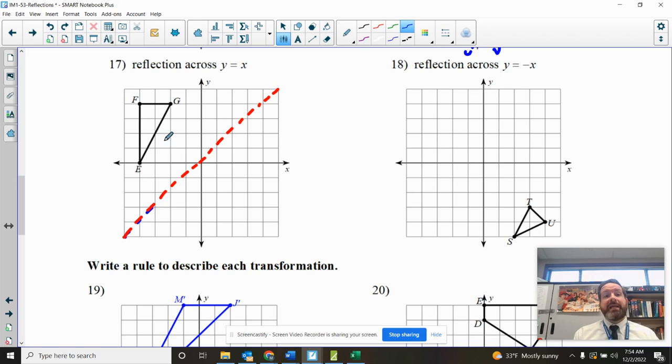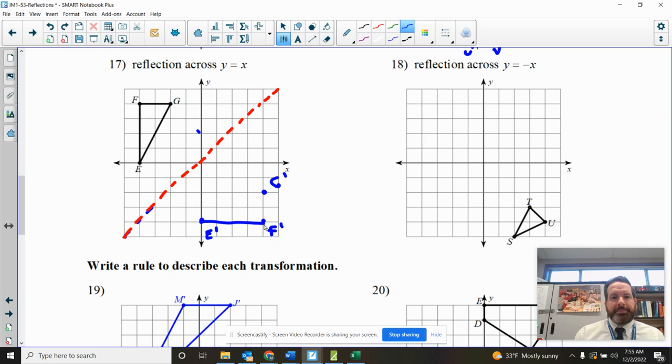And if it's a diagonal line, we need to do diagonal counts. So E is 1, 2 boxes away diagonally. So E prime is 2 boxes away diagonally on the other side. F is 1, 2, 3, 4 diagonal boxes. So F prime, 1, 2, 3, 4, another 4 diagonal boxes. G, 1, 2, 3 diagonal boxes away from the line. So 1, 2, 3 diagonal boxes away should get us to G prime.